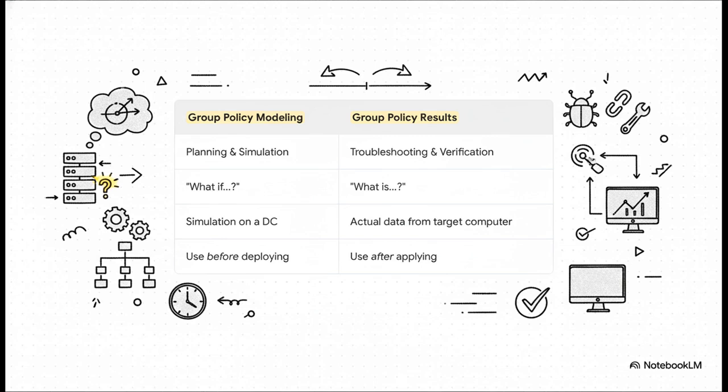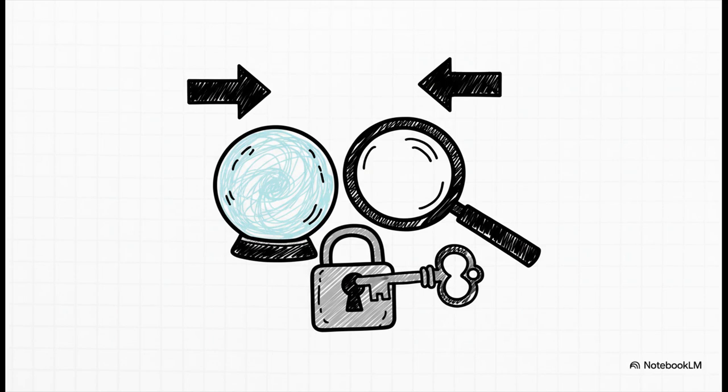And that brings us to the most important rule of thumb. You use modeling before you deploy a change, and you use results after you've deployed it to verify it worked or to fix a problem. So the huge takeaway here is that these tools aren't in competition with each other. They're partners. One is proactive, the other is reactive. Using them together, planning ahead with modeling and then verifying with results, that is the absolute key to managing a complex group policy environment without all the stress and guesswork.